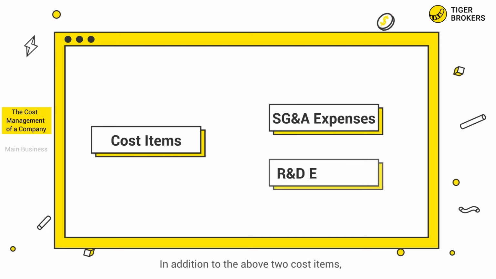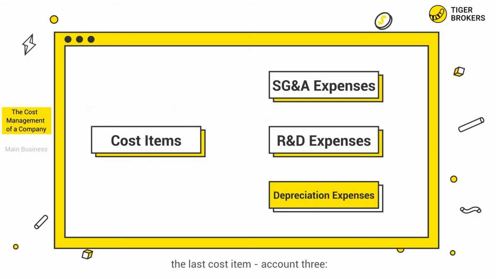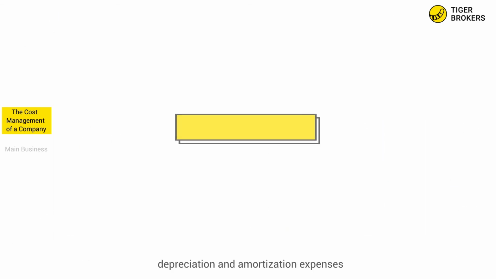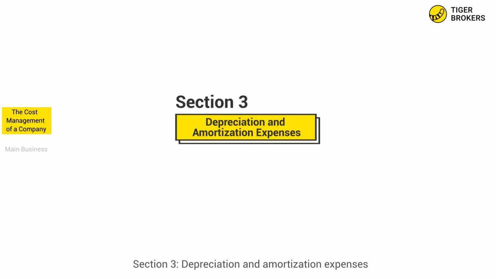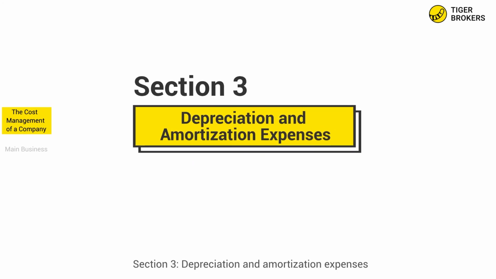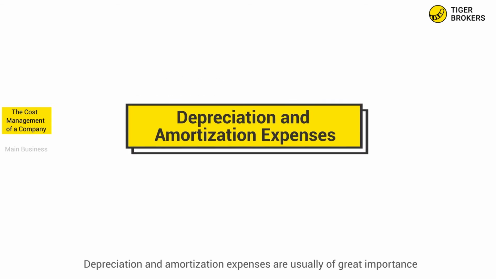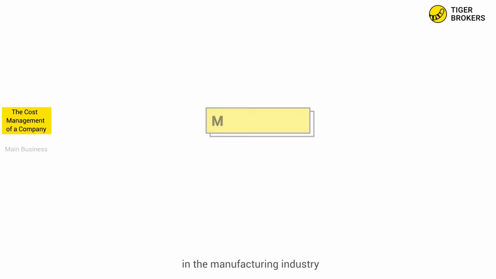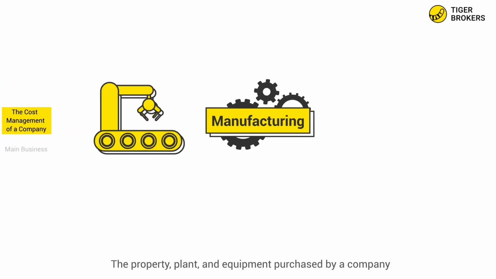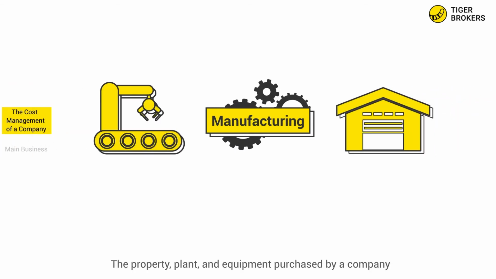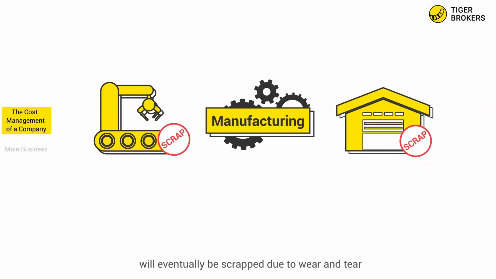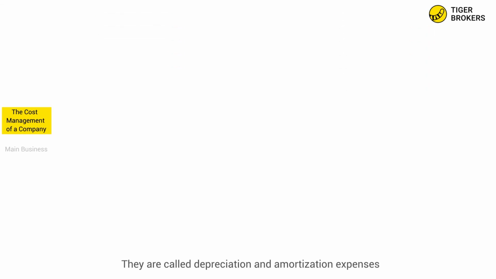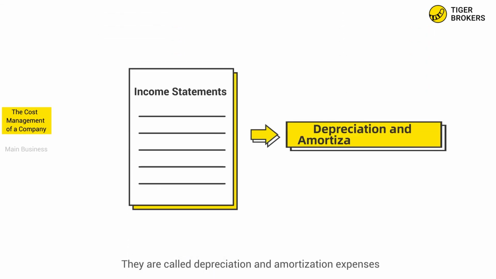In addition to the above two cost items, the last cost item is depreciation and amortization expenses. Section 3, Depreciation and Amortization Expenses. Depreciation and amortization expenses are usually of great importance in the manufacturing industry. The property, plant, and equipment purchased by a company will eventually be scrapped due to wear and tear. They're called depreciation and amortization expenses in the income statements.